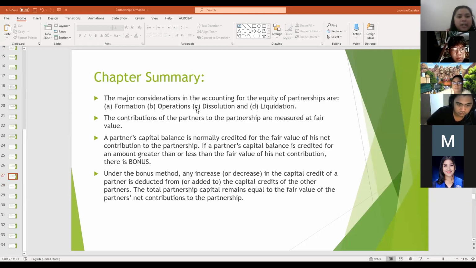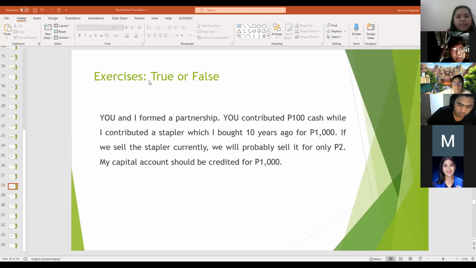So, let's try to have some exercises, true or false. So, you and I formed a partnership. You contributed 100 cash while I contributed a stapler which I bought 10 years ago for 1,000. If we sell the stapler currently, we will probably sell it for only 2 pesos. My capital account should be credited for 1,000. True or false?